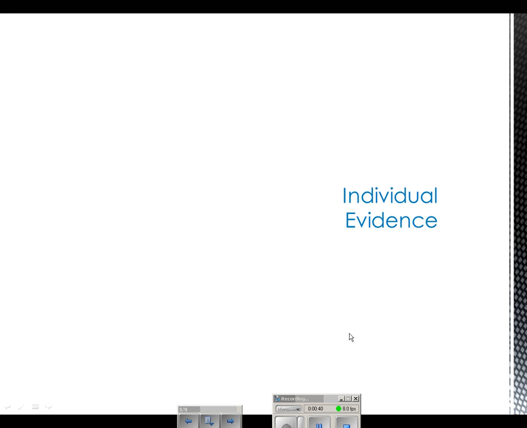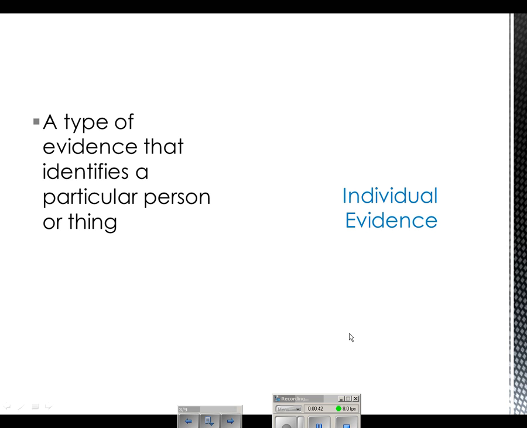Individual evidence is a little bit more useful, and it's a type of evidence that identifies a particular person or thing. Examples would be DNA or a fingerprint because they're unique to an individual. The only time that DNA would not work is if you had identical twins, but they would actually have different fingerprints.